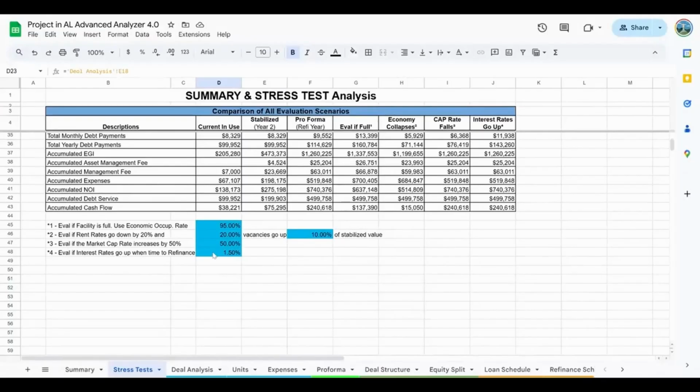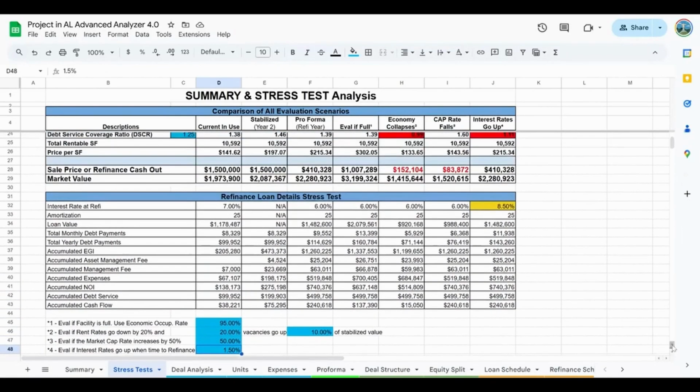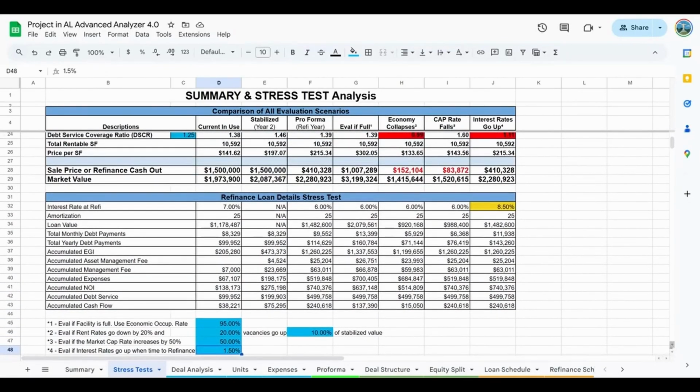And then scenario 4 is what happens if the interest rates go up at the time you refinance. And here I put in a default of 1.5%. And you'll see here it adds 1.5% to the interest rate of your purchase price terms.